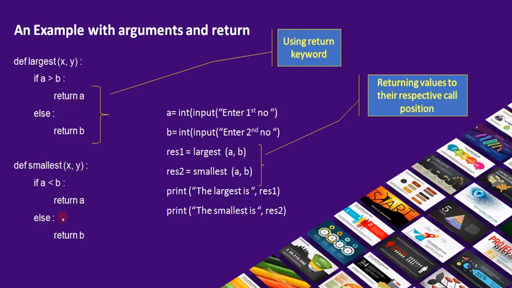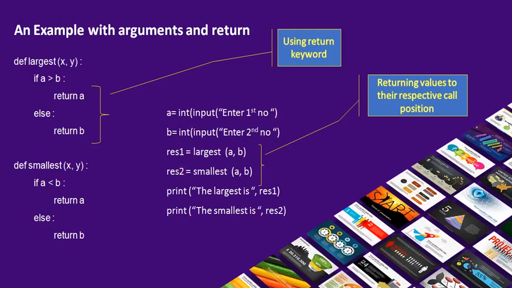So when it is returning, to whom is it returning? As I wrote here, using the return keyword, it is returning to the place from where we called it. We called it from here. The number is getting inputted here. Here also a bracket is missing. So the numbers are getting stored in a and b. Thereafter result 1 and result 2. I took two variables to store the results for smallest and for largest.